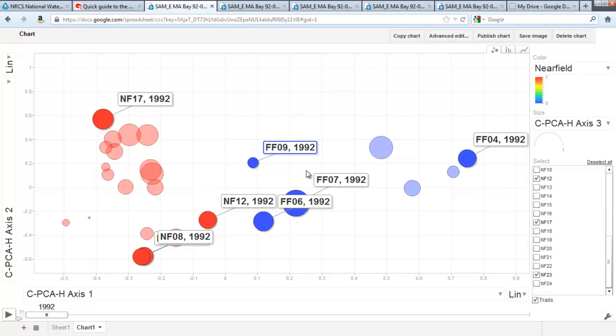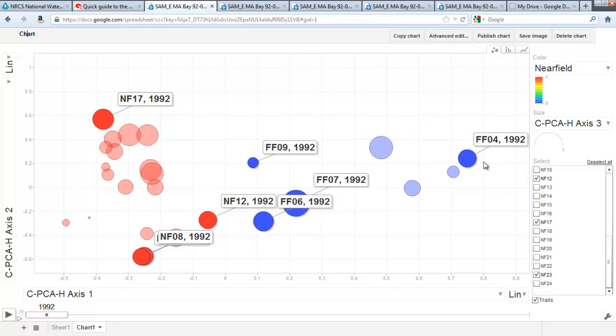The major source of variation is distributed along C-PCA-H axis 1, which Angeliki has found to be strongly associated with depth. The second axis is the most important determinant of grain size. So these tend to be high silt clay samples with a negative PCH axis score, and then the sandier samples. And NF17 is a very sandy sample with very little silt clay, and that plots up in this region here.